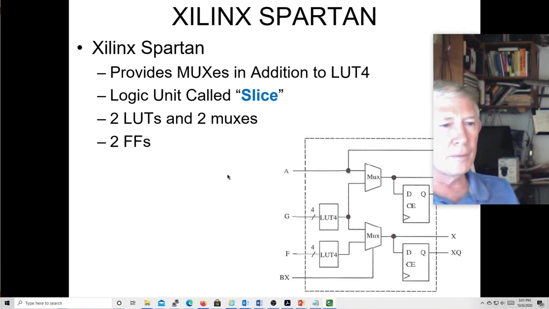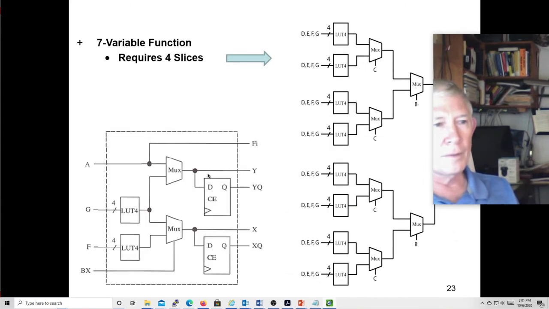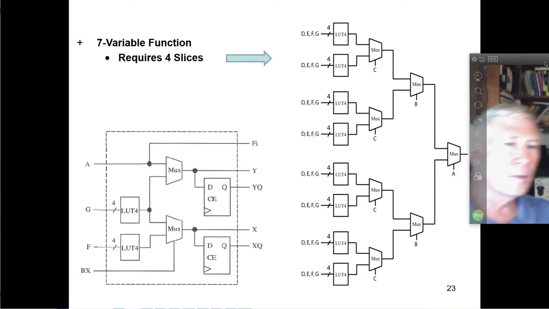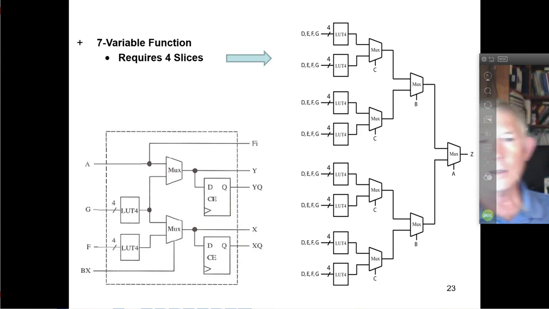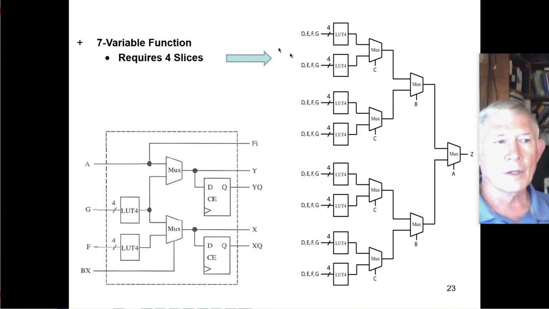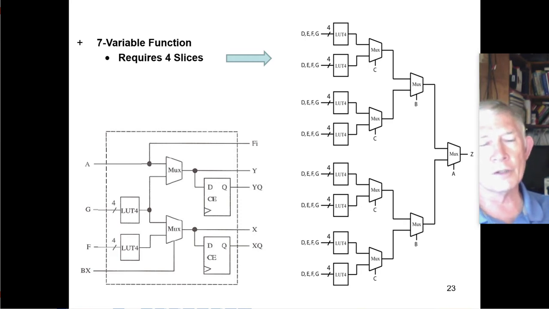All right. So here this seven variable function requires four slices like that. That's with LUT4s. With ours, it just takes one slice because our slice has two LUT6s.